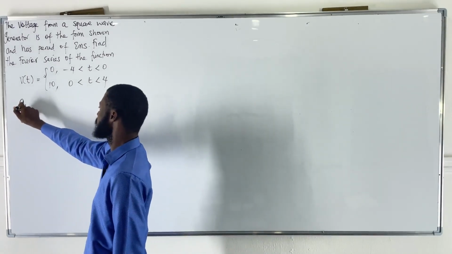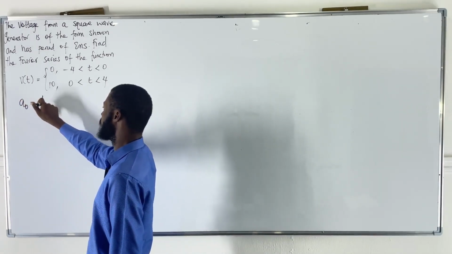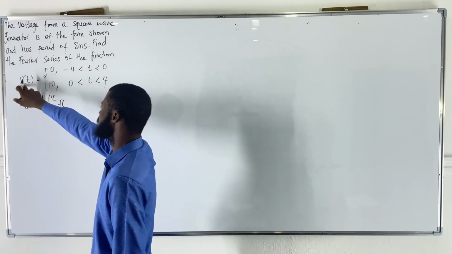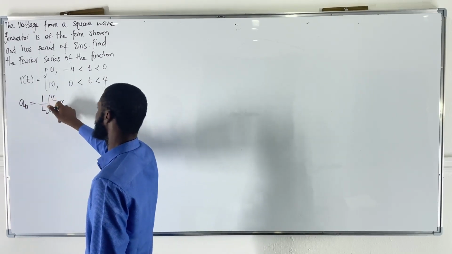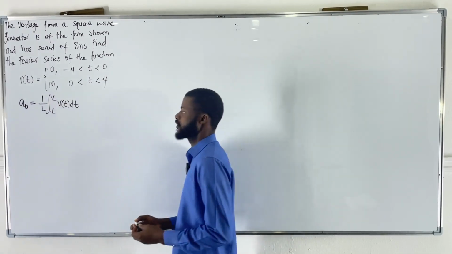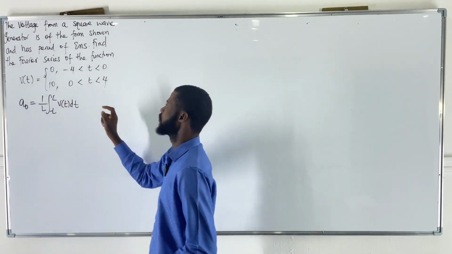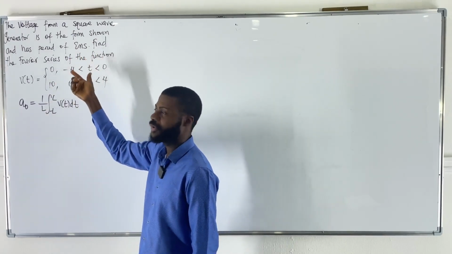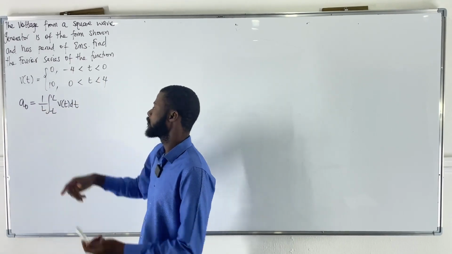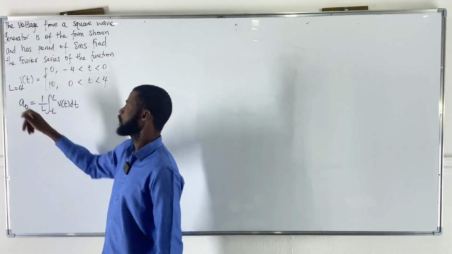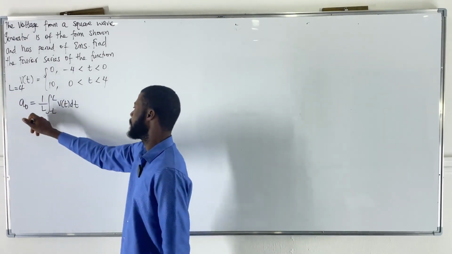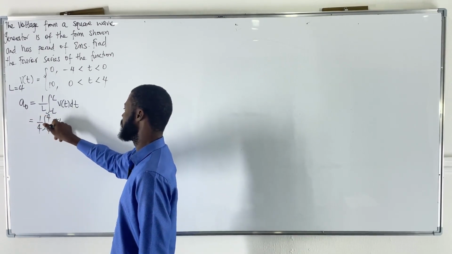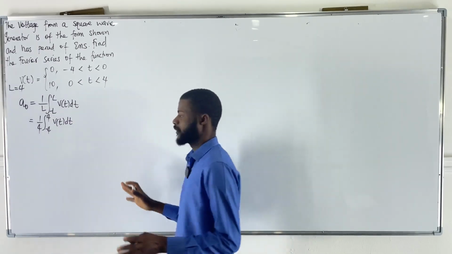So A0 is equal to 1 over L integral from minus L to L of f of t, since this is V, this will then become V of t dt. That's what it's going to be. Now, please take note, if you're looking at your function, the period is 8, right? So your L is always half the period. So that means L is going to be 4. So L is equal to 4. So this will become 1 over 4 integral from minus 4 to 4, then V of t dt. So that is what it's going to be.